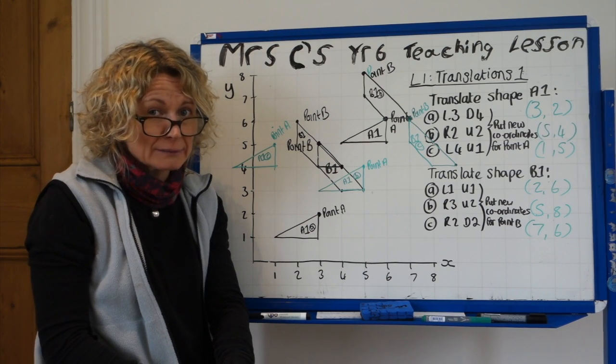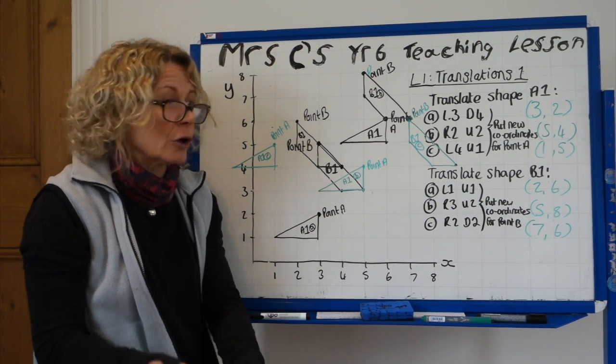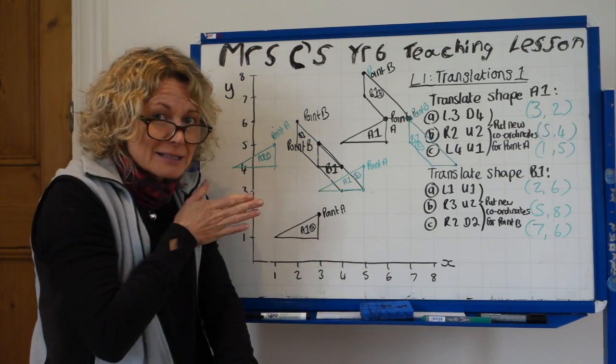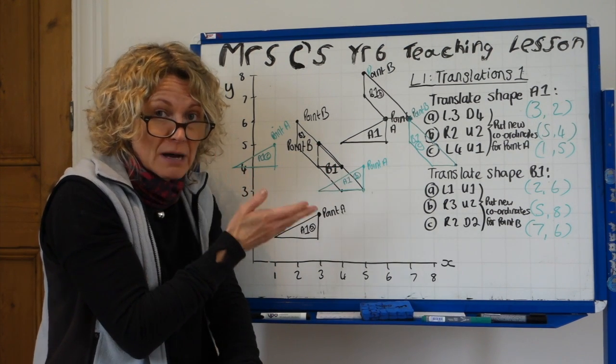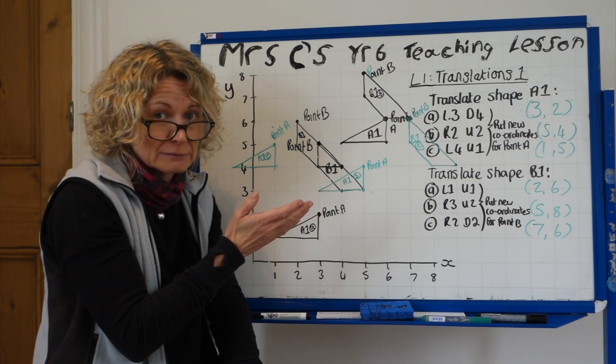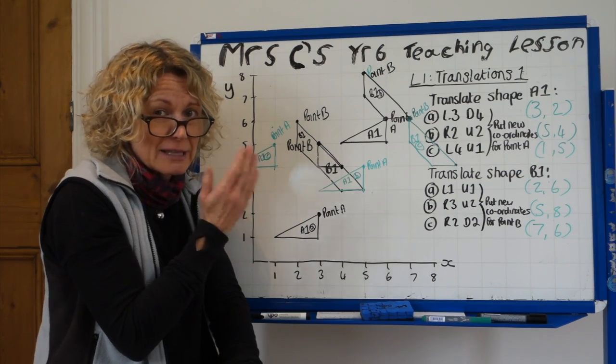I'm hoping you did well, because we're now going to move on to translating, sliding these shapes on a quadrant grid with minus integers as well. Hold on to your horses, let's go.